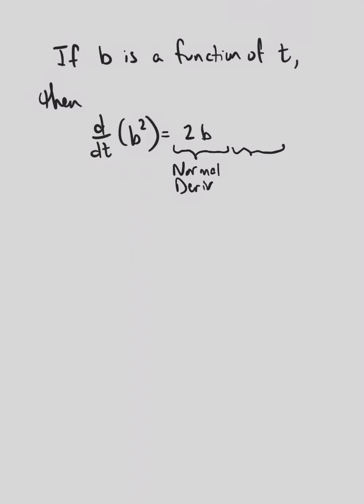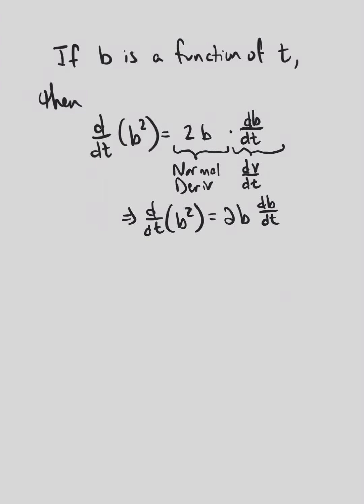And then you just multiply times the general Leibniz derivative. So your dependent variable, which would be db over dt. Okay, and so without all that notation, if I have this, then I would just quickly write 2b db/dt, like that.